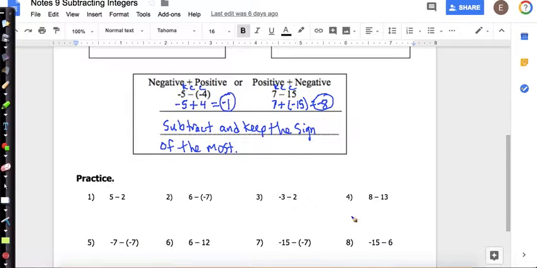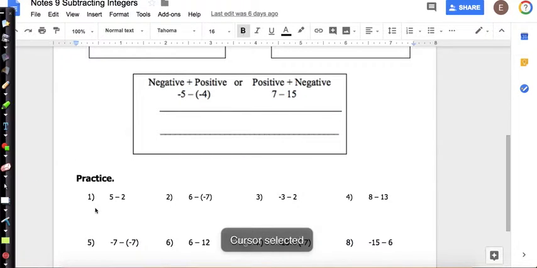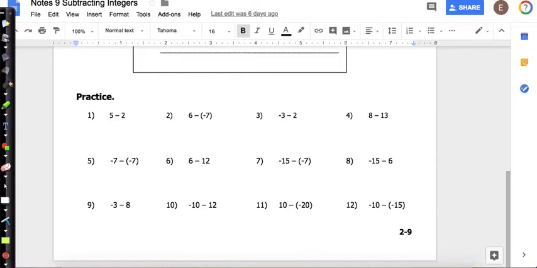Okay, let's do the first row together, and then if you feel pretty comfortable, you can pause the video and go on and try the rest on your own. So let's try 1 through 4 together. Okay, so 5 minus 2, KCC. You could probably just do that in your head, but I'm going to show you how to do it with KCC. So keep, change to addition, and change positive 2 to negative 2. If the signs are different, I'm going to subtract and keep the sign of the most. 5 minus 2 is 3, and the answer is positive 3.